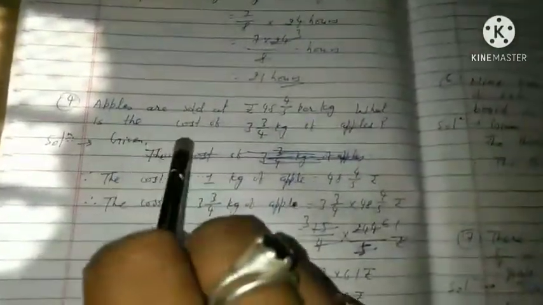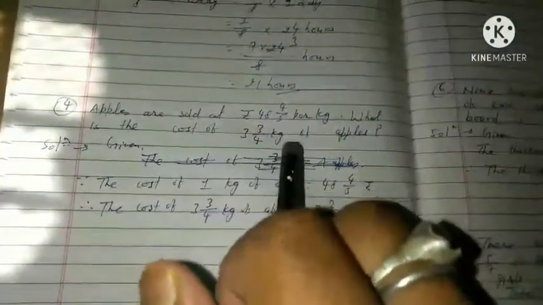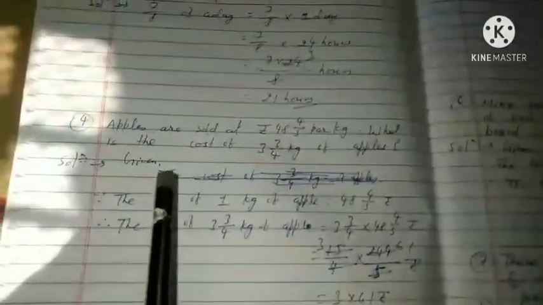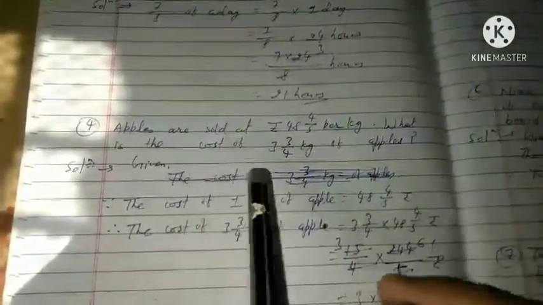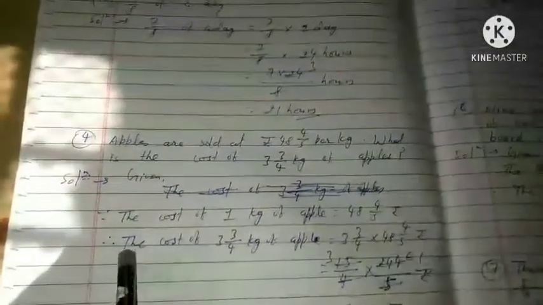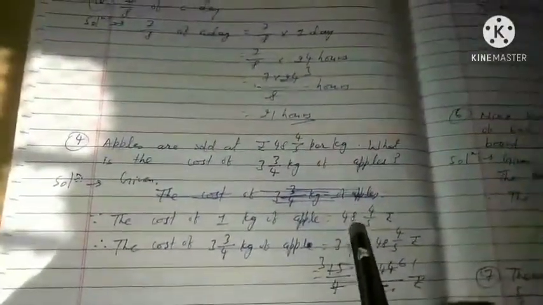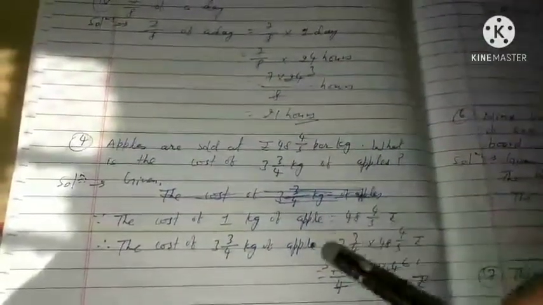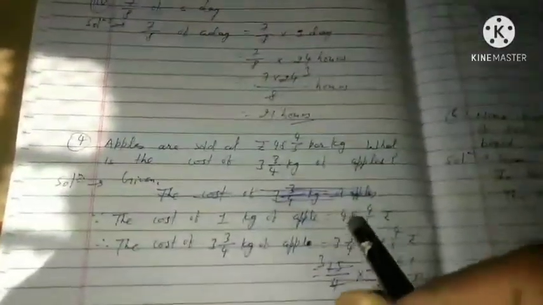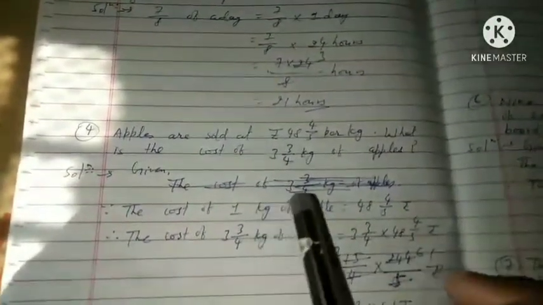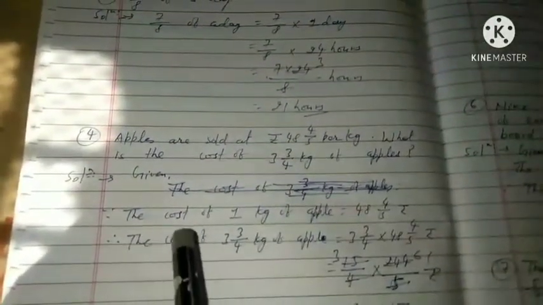Moving to the next question. Question 4 says, apples are sold at 48 and 4 by 5 rupees per kilogram. What is the cost of 3 and 3 by 4 kilograms of apples? In this question, we have to find the cost of the apples. So if you write this in statement form, always write the value that is to be found on the right hand side of the equal sign. In that case, it becomes easy for you to write the statement.